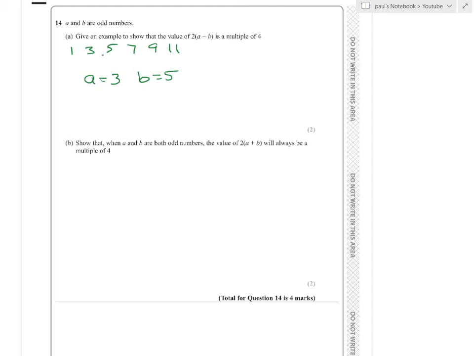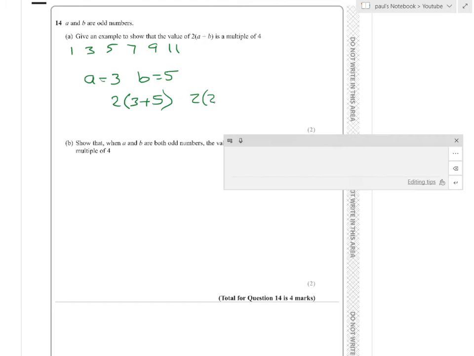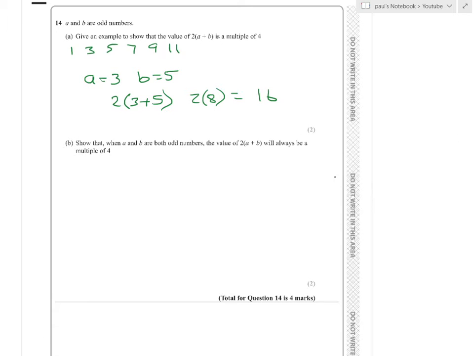Always go for the smaller ones, yeah? Could have had 1 and 3 in there, so that would be 2 times 3 plus 5, which equals 2 times 8, which equals 16.